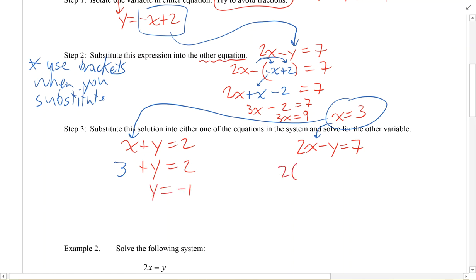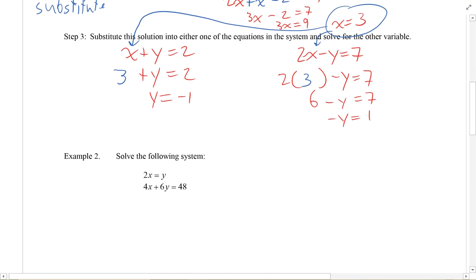Over here, you get 2 brackets, 2 times 3. Got to have brackets when you substitute. I already mentioned that twice now. And so you would get 6 minus y equals 7, negative y equals 1. And then how do we get rid of the negative y? Divide by -1. And so we get y equals -1. So what is the solution then?